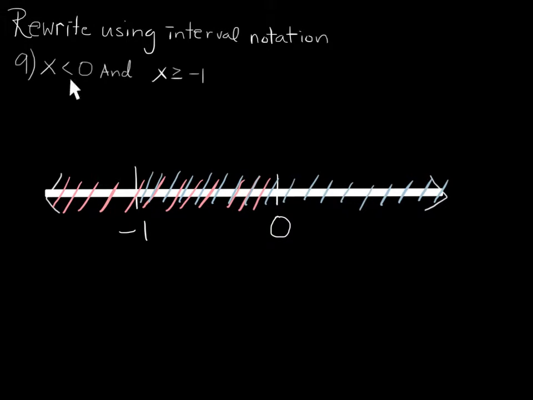Since we want both of these to be true, we want the regions that are shaded with both red and blue, which leaves us the interval -1 to 0. The only question is, do we include -1 and do we include 0? Noticing here, since this is less than but not equal to, we do not include 0, giving us an open bracket on the 0. And since this is greater than or equal to, which includes -1, we want to use a square bracket on the -1 side of the interval. And we have our answer.